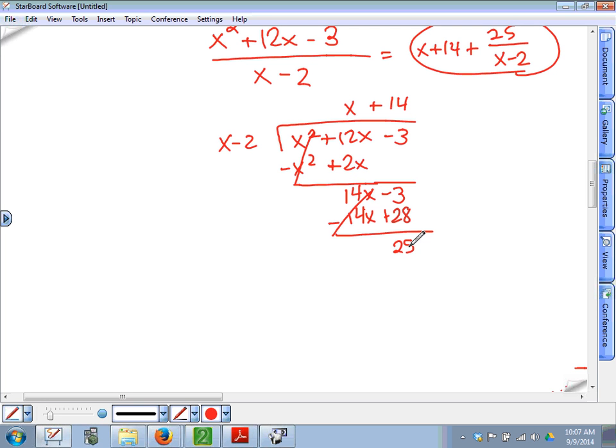So the reason that we're done here, Colton, is even if I tried to put another term up here, whatever it was, I couldn't multiply that by x and have it equal 25 exactly. Does that make sense? So 25, and if it is the remainder, you just leave it. You never change the remainder.